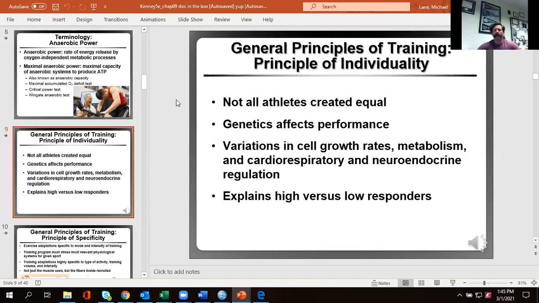But the other thing to keep in mind when we talk about individuality is not just genetics, but lifestyle. If you have a stressful job, a number of stressful relationships, you are already well-trained, you are not very well-trained, you are coming back from an injury, or you've got a chronic injury you have to baby, all of these things are going to play into your body's response to a training program.